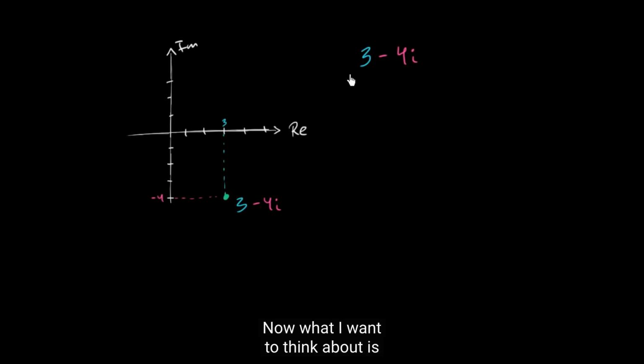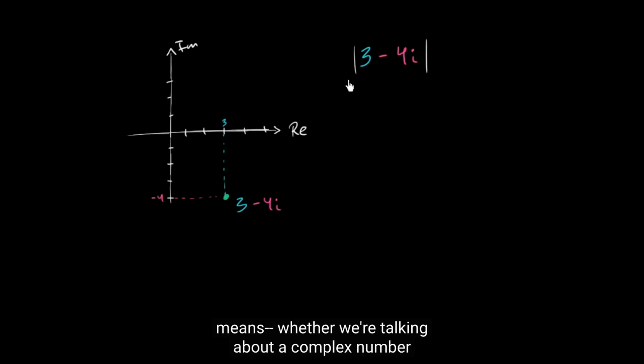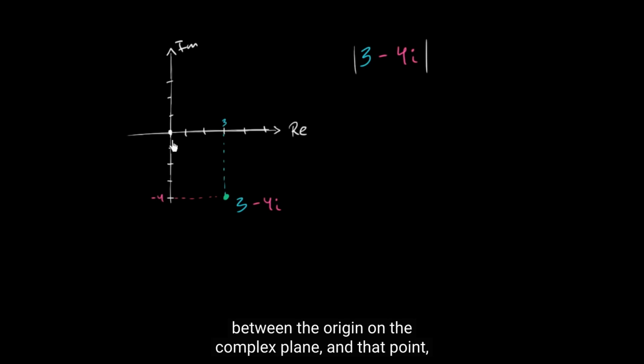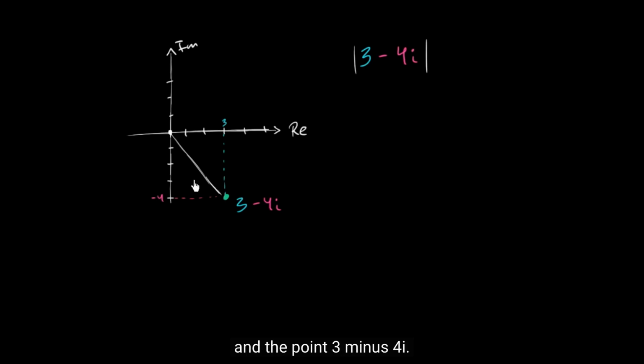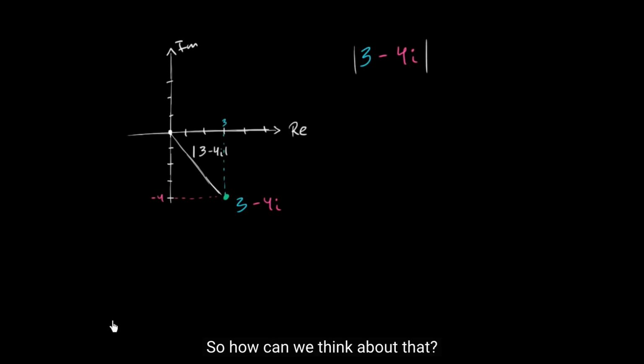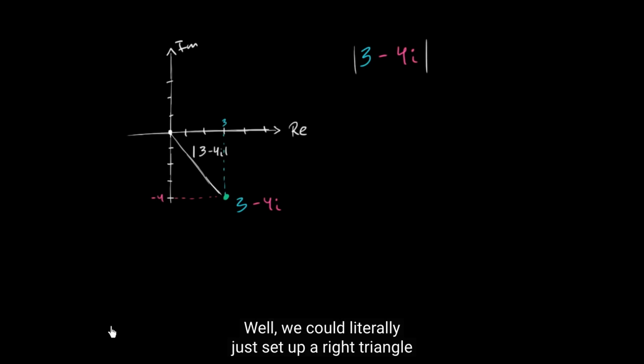Now what I want to think about is what the absolute value of 3 minus 4i is. And just as a reminder, absolute value literally means, whether we're talking about a complex number or a real number, distance away from 0. So the absolute value of 3 minus 4i is going to be the distance between the origin on the complex plane and the point 3 minus 4i. So this distance right over here is going to be the absolute value of 3 minus 4i. So how can we think about that? Well, we could literally just set up a right triangle and then use the Pythagorean theorem.